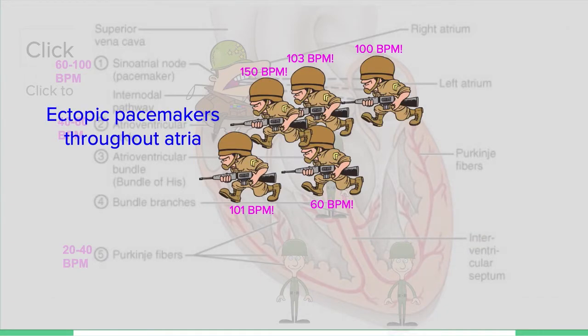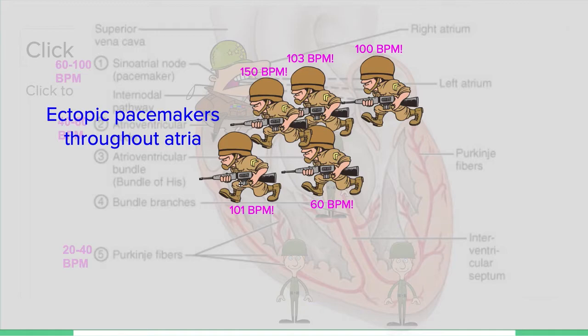Second example, let's say that there's not just one rogue soldier. Let's say there's not just one ectopic pacemaker, but there are a bunch. A bunch of these soldiers have decided, you know, we're all actually fed up with the general, with our leader. We're going to do our own thing. This little pocket of autorhythmic cells is going to say, I'm going to go at 100 beats per minute. This one says, I like 103. I'm going to take it even further, 150. I actually am going to slow it down to 60. I'm going at 101.